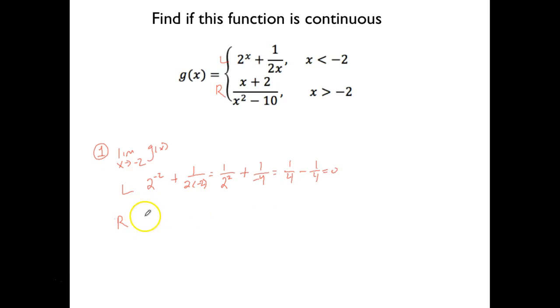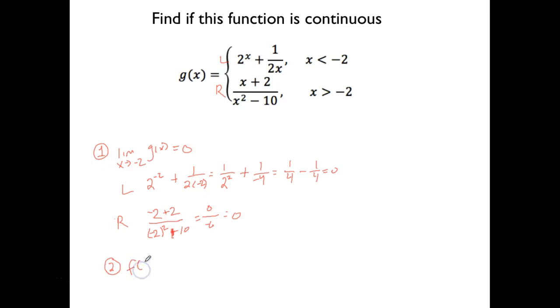Let's see where it's approaching from the right. We're going to plug in -2. -2 plus 2 is 0 over negative 2 squared, not plus, minus 10. That's going to give us 0 over, this doesn't really matter as long as it's not 0. 4 minus 10 is going to be negative 6, and 0 divided by negative 6 is 0. So it looks like we do have a limit. It's at 0.